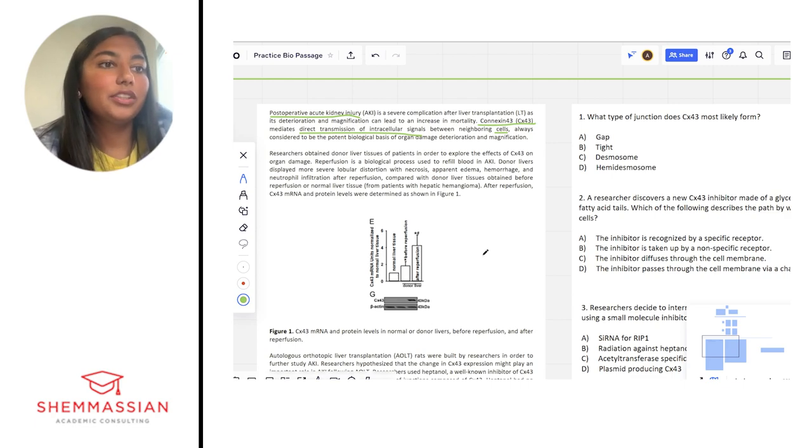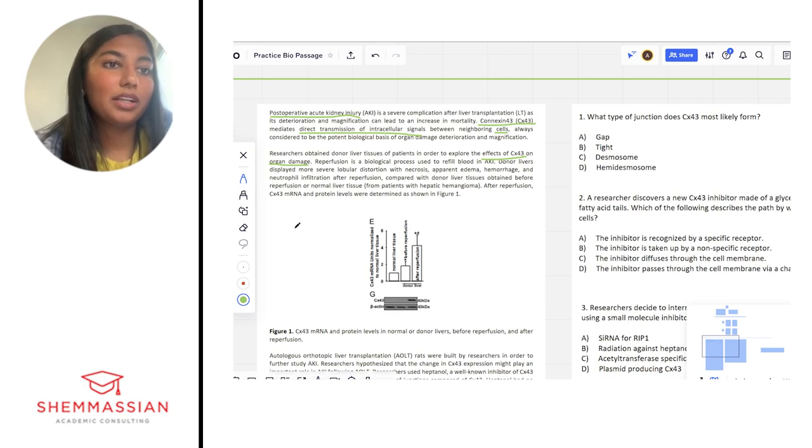Moving forward, researchers obtained donor liver tissues of patients in order to explore the effects of connexin 43 on organ damage. So I always like to look out for these sentences where they basically explicitly tell you what the researchers are looking at the relationship between. So here we're seeing effects of connexin 43, which sounds like kind of an independent variable on organ damage. That sounds like kind of a dependent variable.